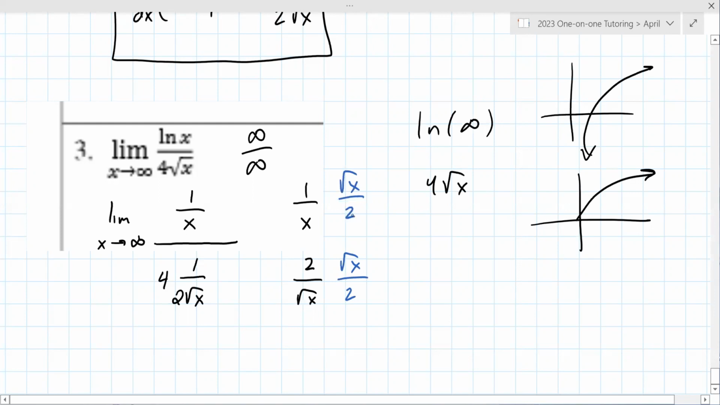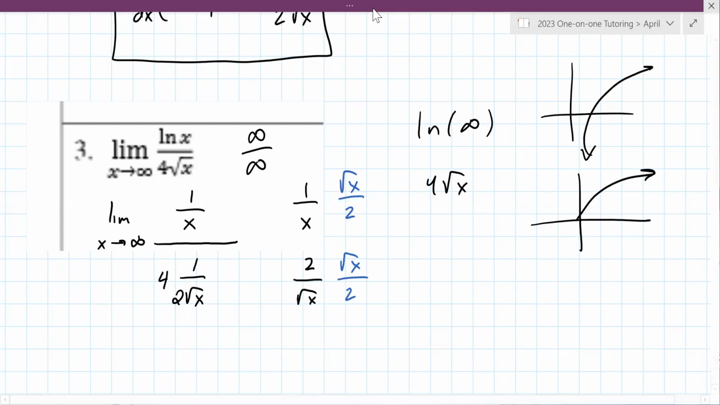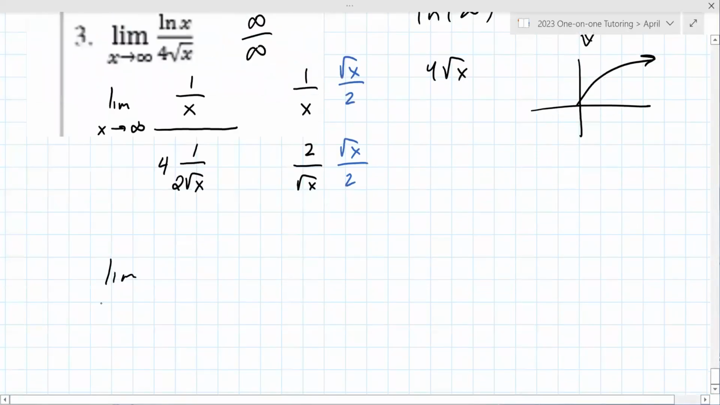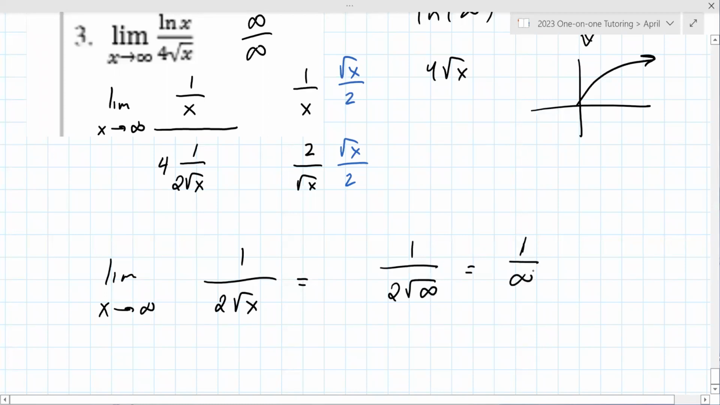And the nice thing is that you get some cancellations. You get the limit as x goes to infinity. Square root of x cancels with the square root of x here, cancels with this x, leaving you a square root of x in the bottom. So it's 1 over 2 square root of x like that. And then 1 over 2 square root of infinity does go to 1 over infinity, or 0.